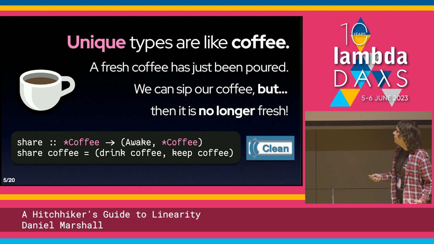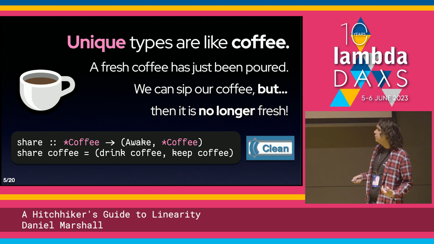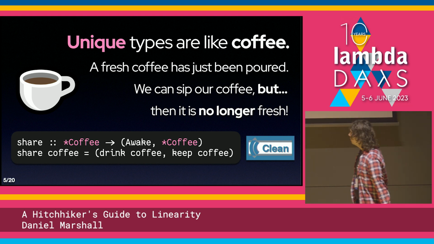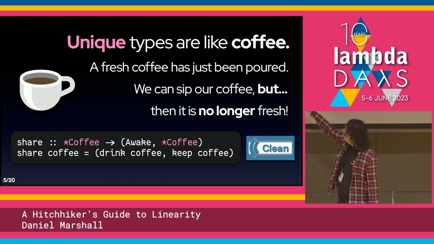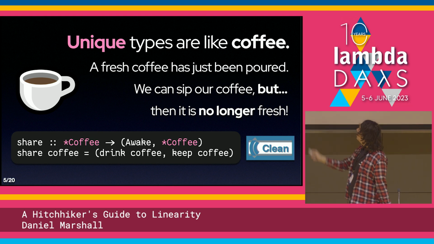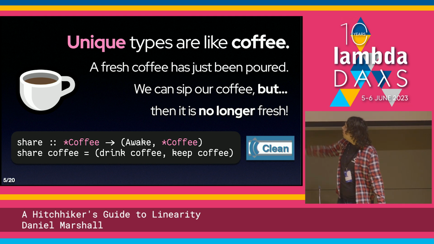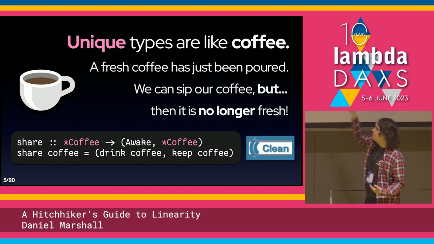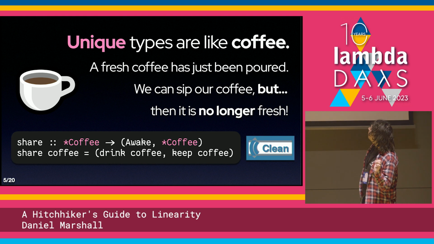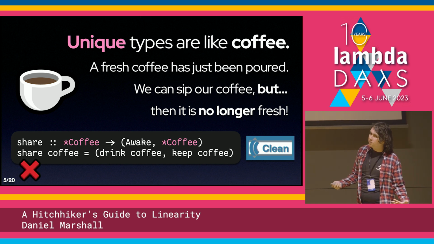This star just tells us that this value has a unique type, and so it has to be used in this unique kind of way. So what's going on here is we have a cup of coffee over here, which we're saying is fresh, it's unique. Over here, we drink our coffee, which makes us awake, but we keep our coffee to carry on drinking from it later.